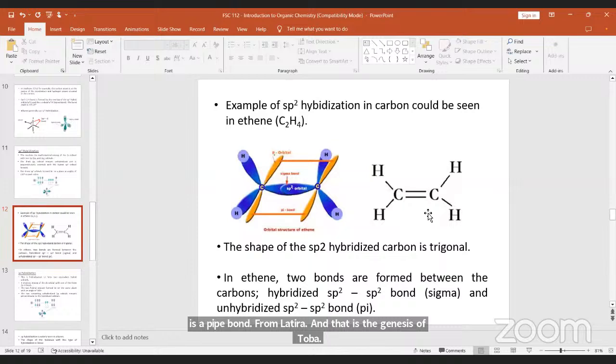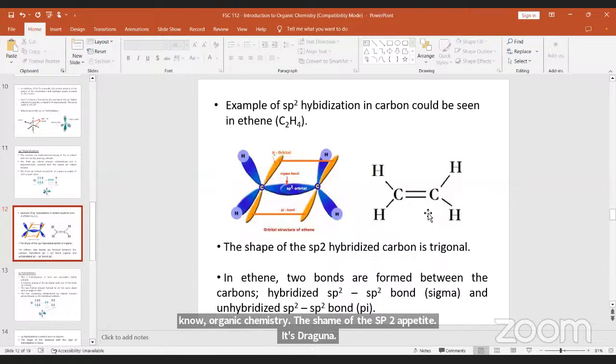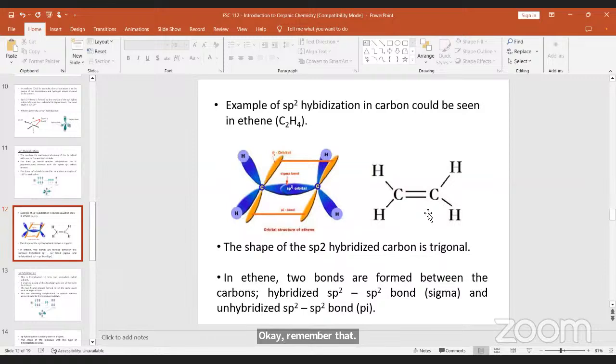The shape of the sp2 hybridized carbon is trigonal. Okay, remember that. Now the shape of sp2 hybridized carbon is trigonal. This is in contrast to the shape that you have for sp3. And a compound that you can have this sort of arrangement in is ethene. Ethene is an alkene. It means that it has a double bond in between. The nature of this double bond is sp2 to sp2.